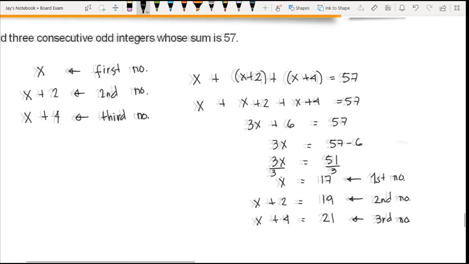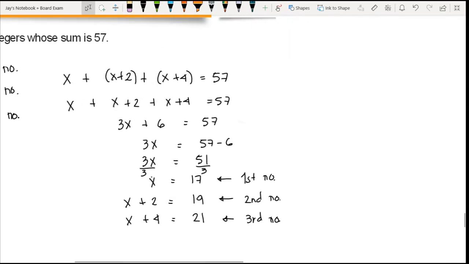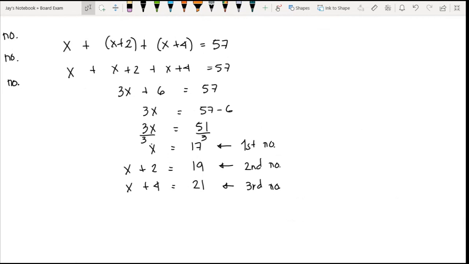So if you add 17, 19, and 21, that would give us 57. Okay, that's how you check if you have the correct answer. So our answer would be 17, 19, and 21. These are three consecutive odd integers that would give us the sum of 57. So this is our answer.